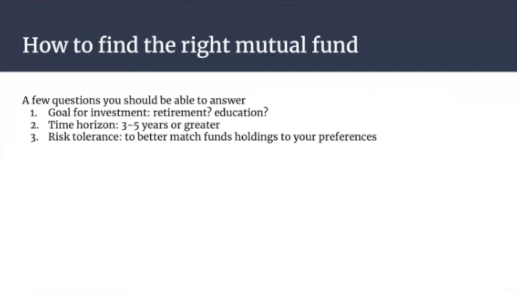So let's say you're saving for retirement in 20 years and have a moderate level of risk tolerance. An equity fund with higher risk and therefore higher growth potential may be a good choice. So let's take that same situation, but change the time horizon to 5 years. Now you'd want to consider a lower risk mutual fund, maybe one with a larger amount of fixed income.